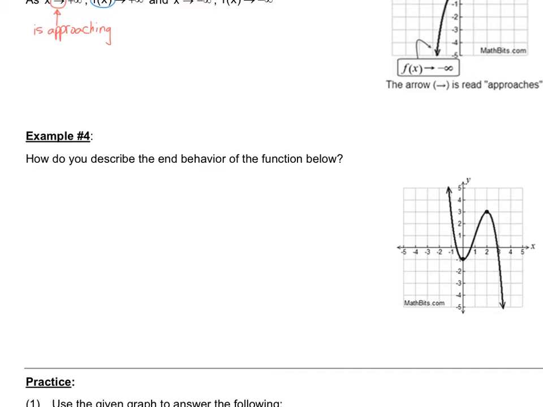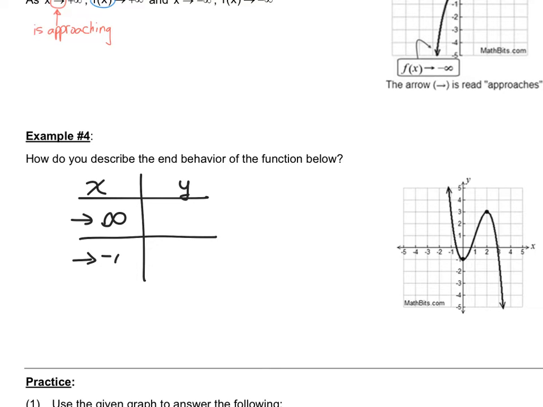I like to do a little table for my end behavior. Gets the job done. Some questions will call for an explanation, but how do you describe the end behavior? You could write it in words if you want, but really I care about two things: x going to infinity, x going to negative infinity.